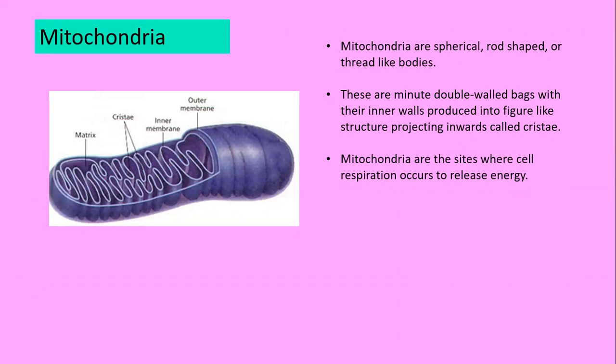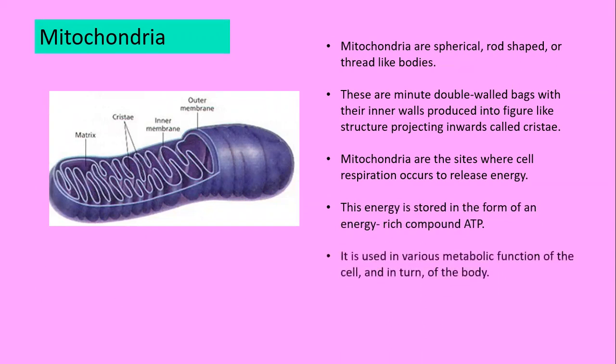Mitochondria is the site जहाँ पे respiration होता है, and energy is formed and released from here. This energy is stored in the form of an energy-rich compound, that is ATP. It is used in various metabolic functions of the cell and in turn of the body. It is said to be the powerhouse of the cell. Why is it the powerhouse of the cell? Because a maximum amount of energy is produced over here.